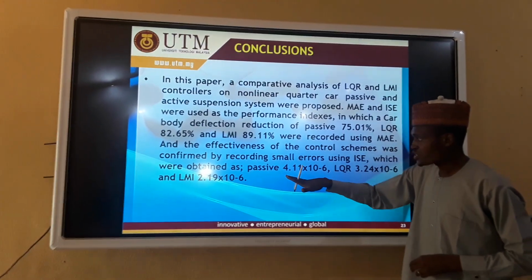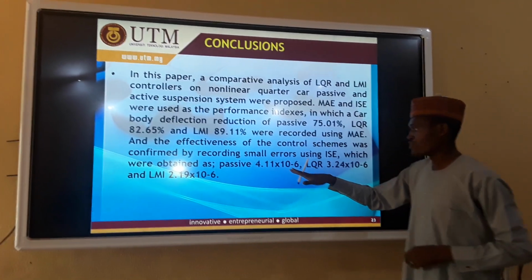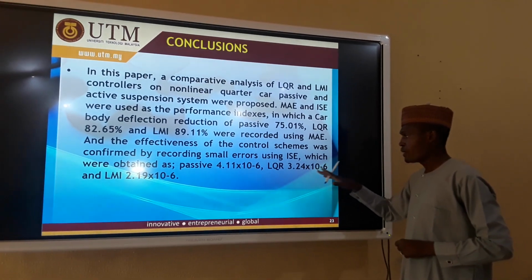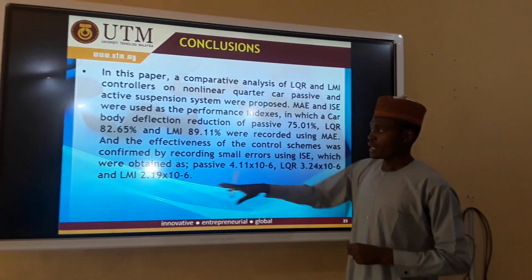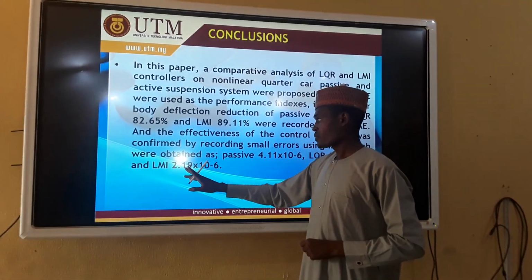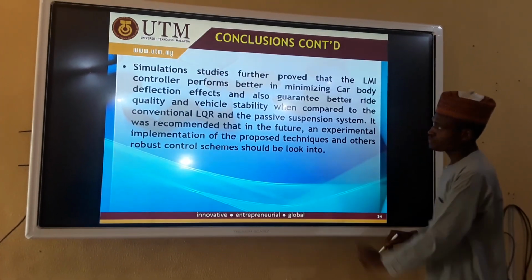obtained as, for passive, 4.11 times 10 to the power minus 6, for LQR 3.24 by 10 to the power minus 6, and finally the LMI controller gives 2.19 by 10 raised to the power minus 6.